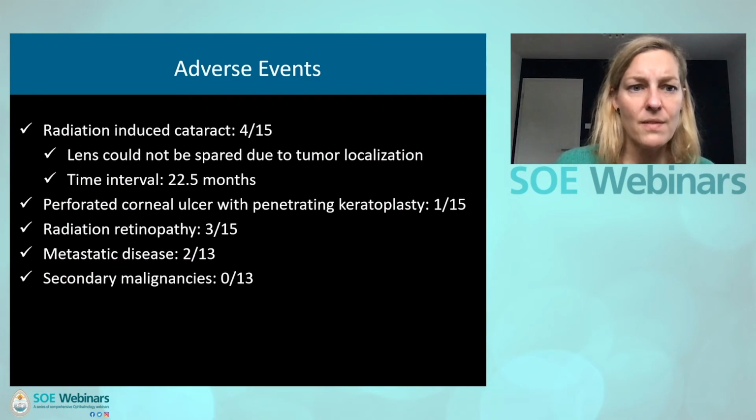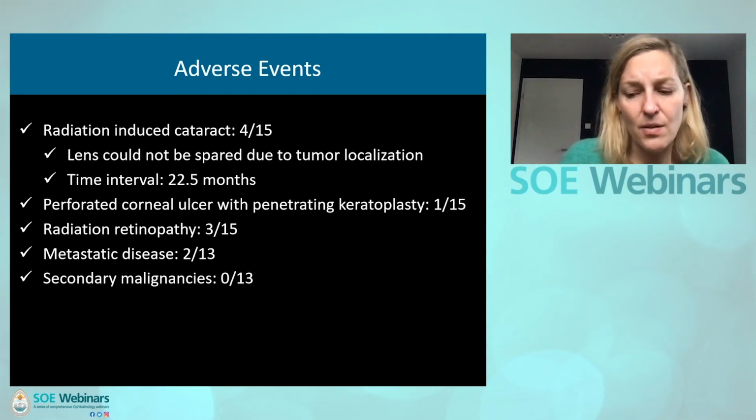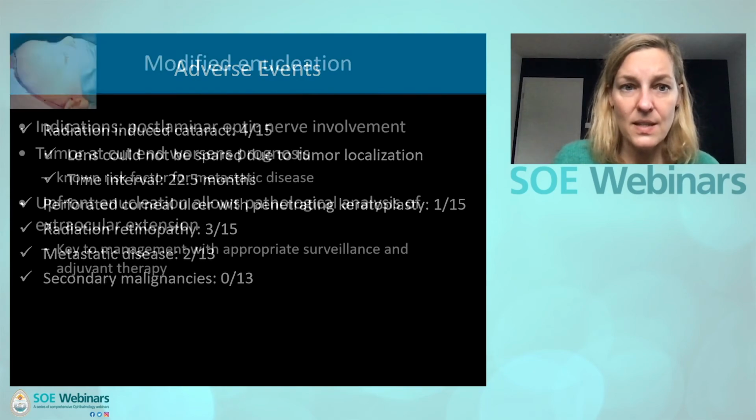What were our adverse events? We had a radiation-induced cataract in 4 cases. Those were patients where the lens could not be spared due to tumor localization. The time interval between PBT and cataract induction was 22.5 months on average. We had 1 patient with a perforated corneal ulcer and 3 patients with radiation retinopathy. Unfortunately, 2 children developed metastatic disease, but none of our patients so far developed secondary radiation-induced malignancies.